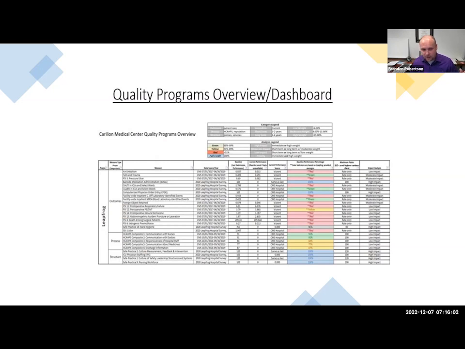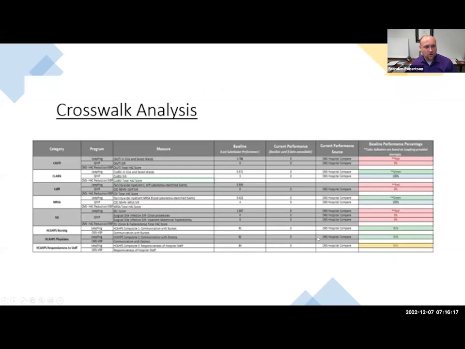I realize that this is difficult to read, but I just wanted to show this here. In Leapfrog alone, there are all of these metrics that they're looking at in order to give us our safety grade. And then on these other programs, there's CAUTI, CLABSI, C. diff, MRSA, surgical site infections, and all of these other healthcare acquired conditions or infections that are in several programs.